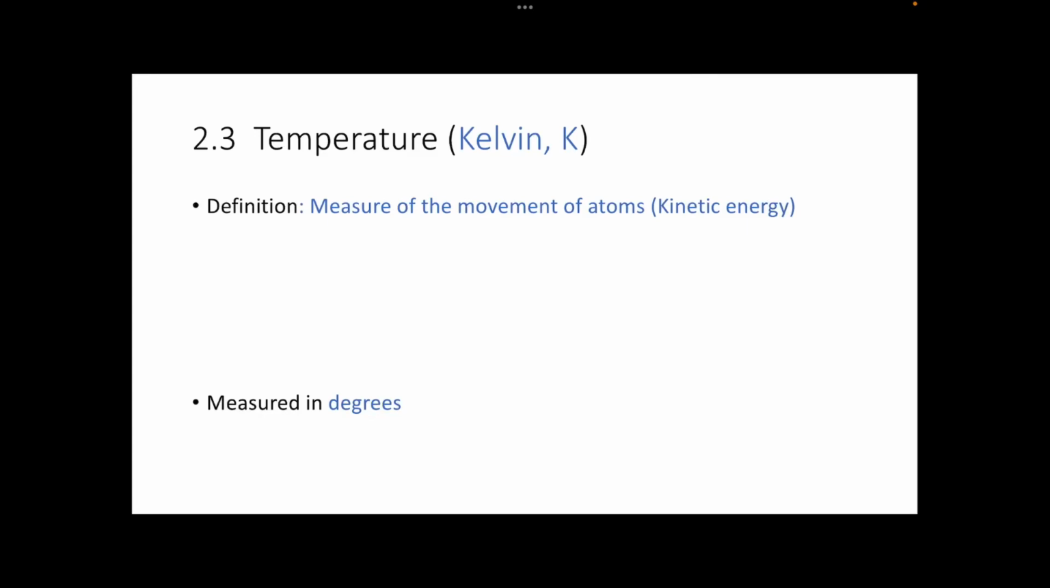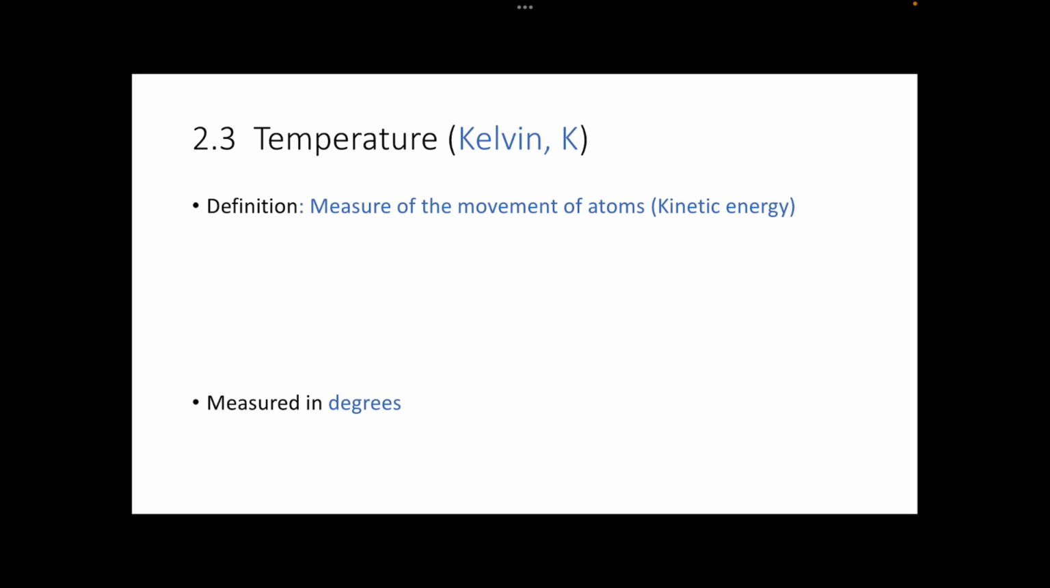Section 2.3 is about temperature. The SI unit of temperature is Kelvin, which is represented by a capital K, and you don't have to put a degrees symbol, the little circle, in front of it. The definition of temperature is a measure of the movement of atoms in a substance. So it's the kinetic energy that the atoms have.